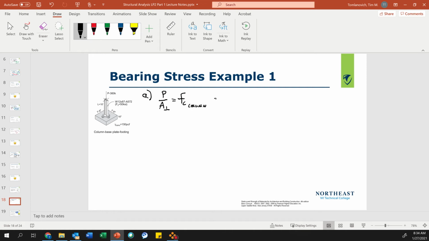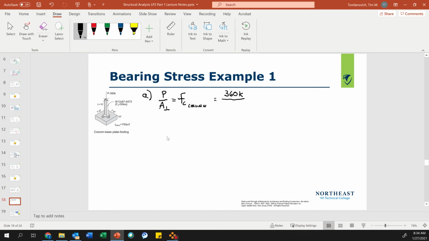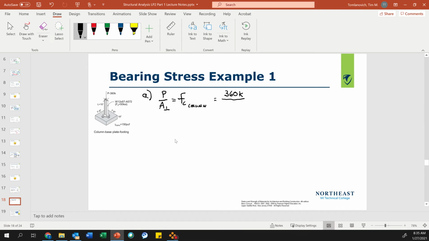Okay, so we know P equals 360 kips divided by the area. Okay, area. Area is 25.6 square inches of steel. And again, I can find that in steel tables. 25.6, right? Okay.